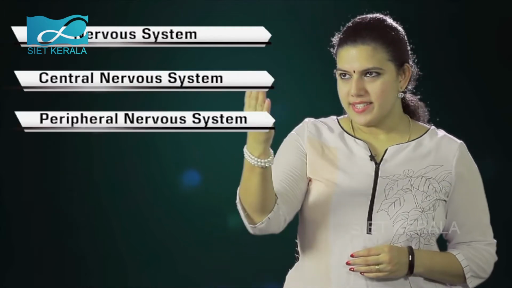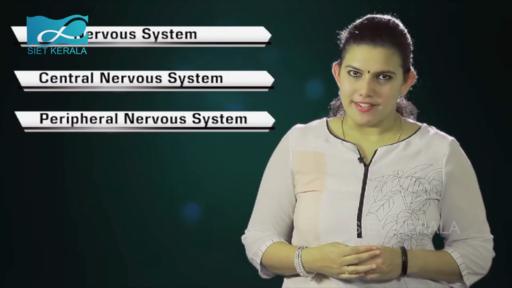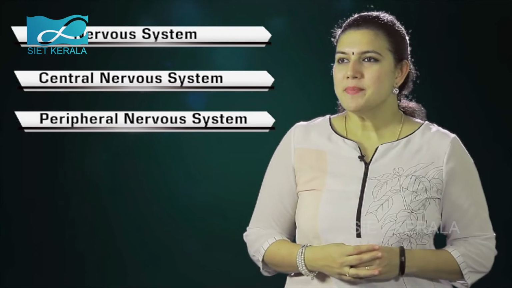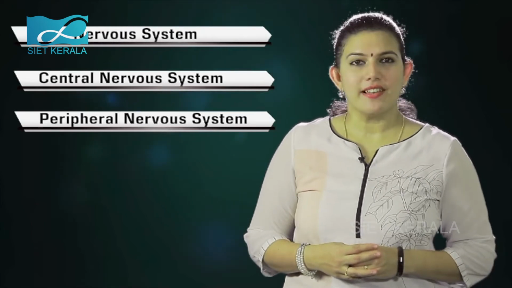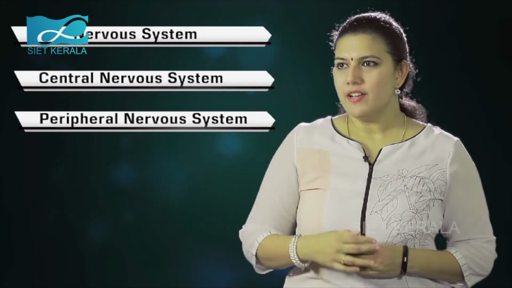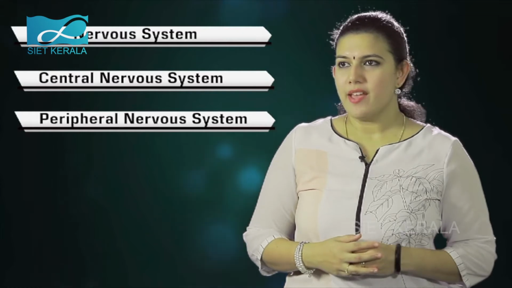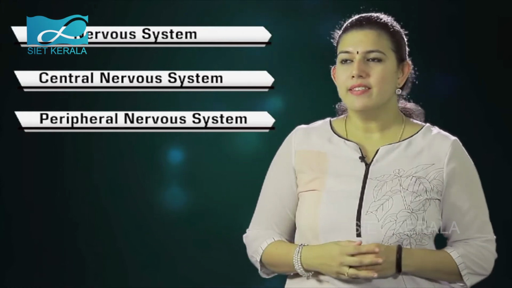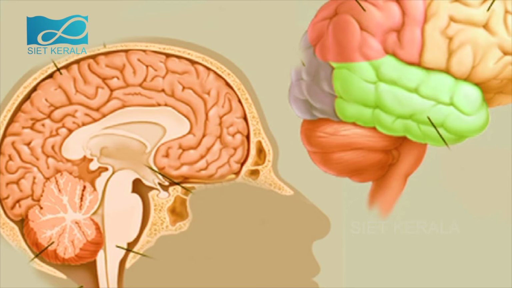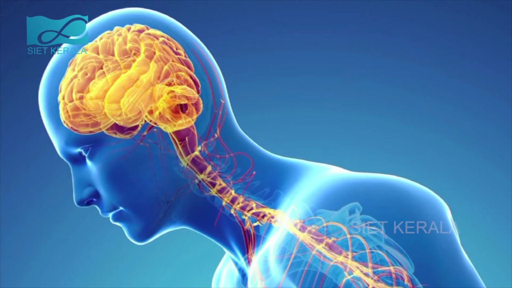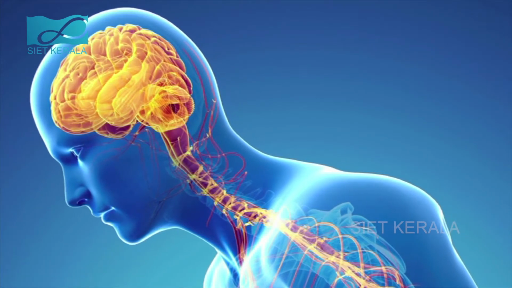Let's look in detail. The nervous system comprises two parts: the central nervous system and the peripheral nervous system. The brain and the spinal cord together form the central nervous system. The peripheral nervous system consists of 12 pairs of nerves from the brain and 31 pairs of spinal nerves. Why is the brain the most important part of the body? The brain is the seat of the nervous system of our body. Maximum number of neurons in the human body is present in the brain.